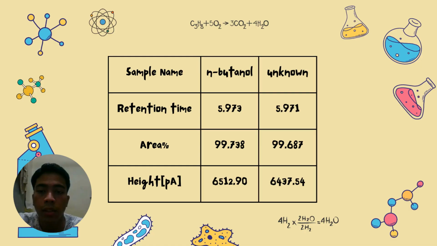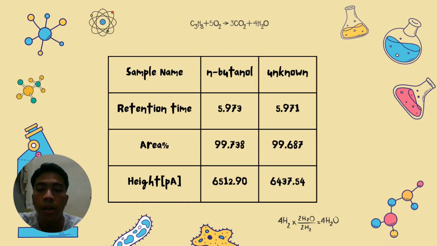For the area percentage, N-butanol is 99.738, while the unknown is 99.687. These values are almost identical, suggesting that both components are present in very similar concentrations within the sample mixture. This indicates that the mixture contains comparable amounts of N-butanol and the unknown compound rather than one component being dominant over the other.